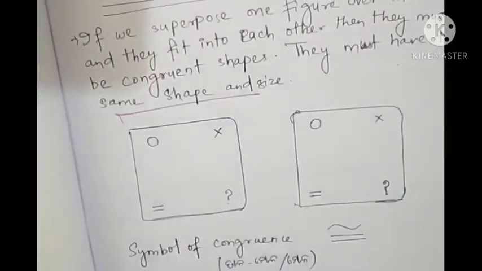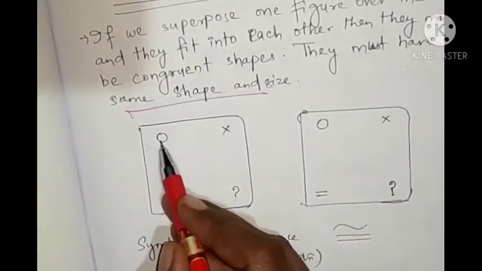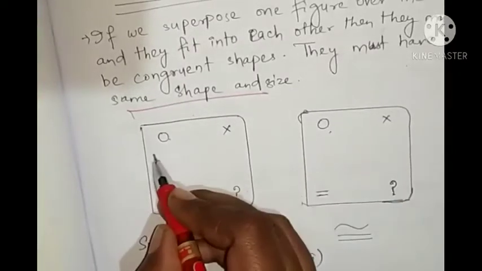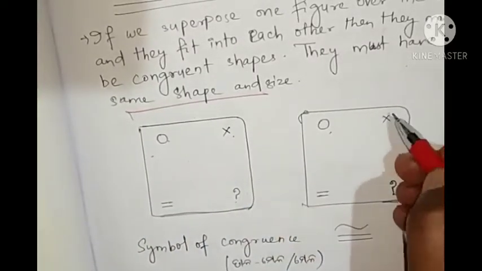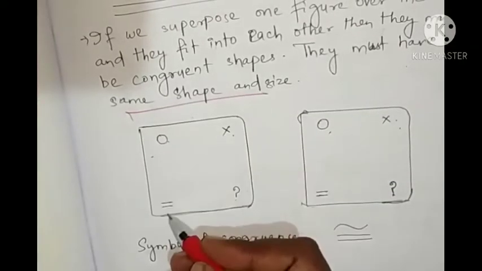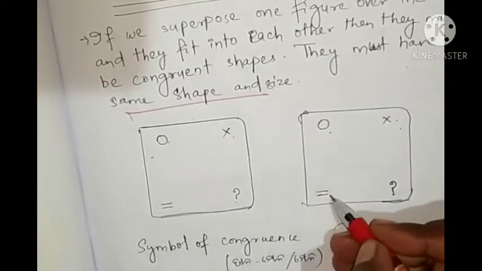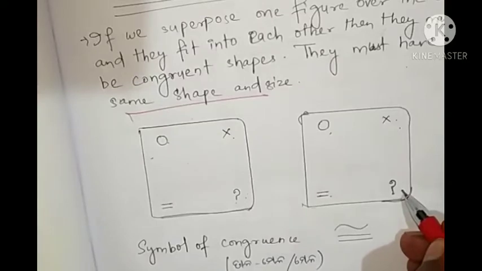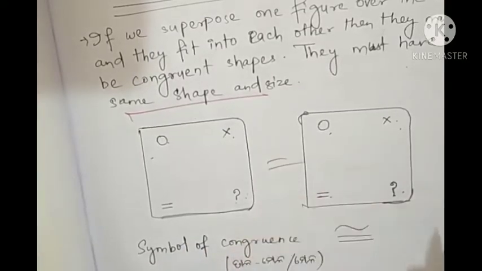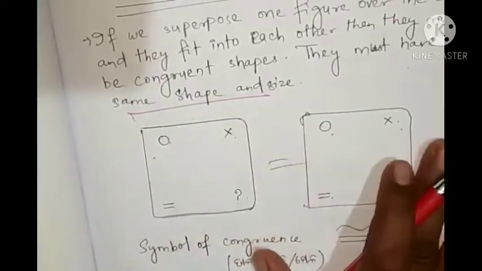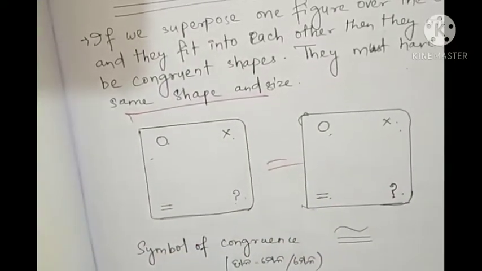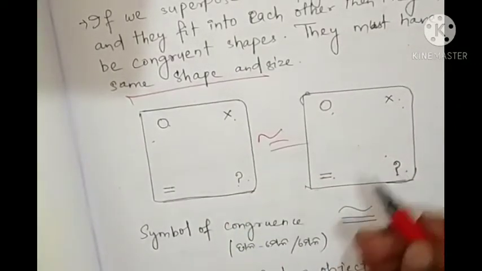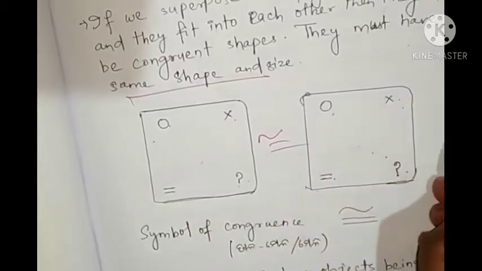Look at this picture. Here two pictures. Look at here exactly. Here a circle is there, here also on the left side a circle, then on the right side a cross, right top side cross. Look, left bottom side an equal sign is there, here also left bottom side an equal sign is there, right bottom side a question mark is there, here also right bottom side a question mark. So these are equal. Equal means they have the same shape, same size, and everything is the same. That's why this shape is congruent to this shape. So these two are congruent shapes.